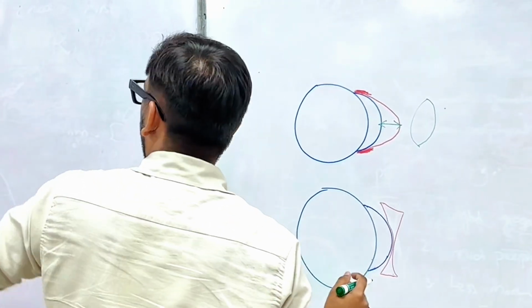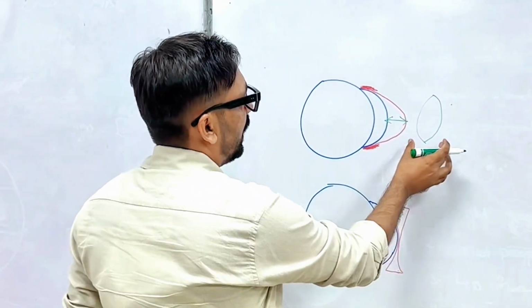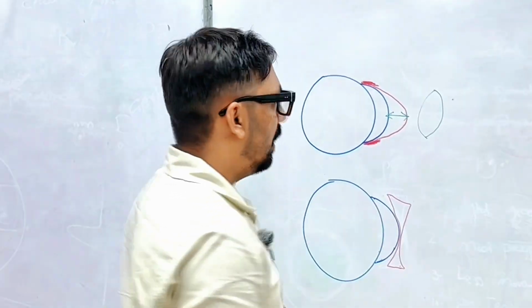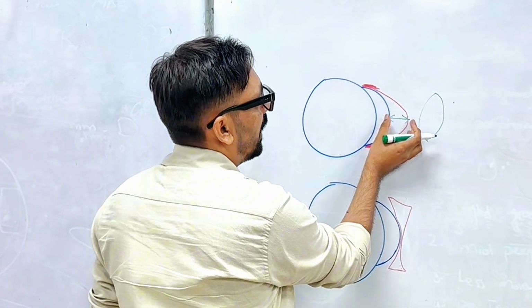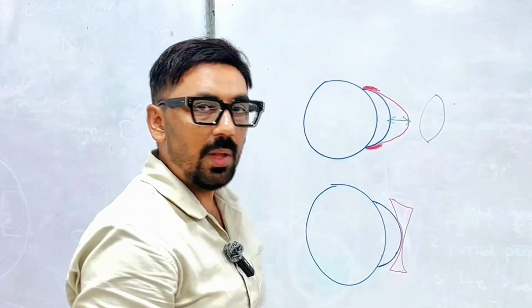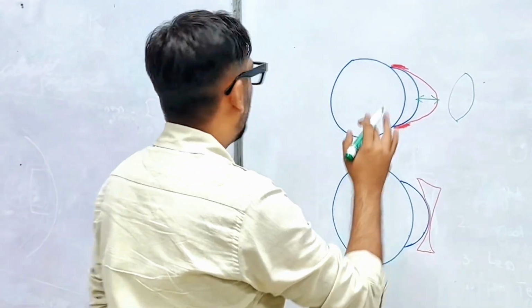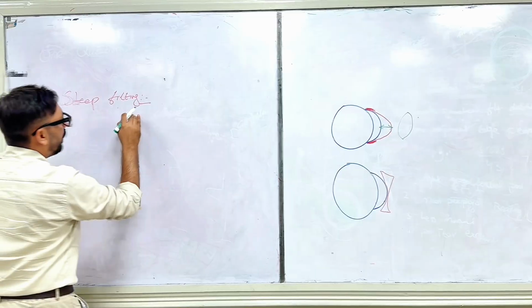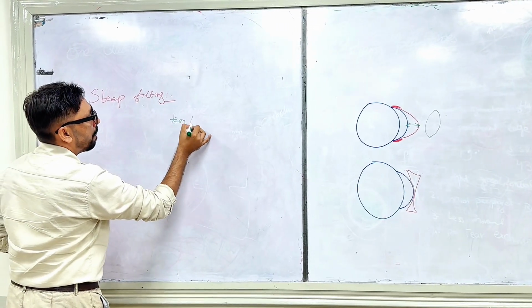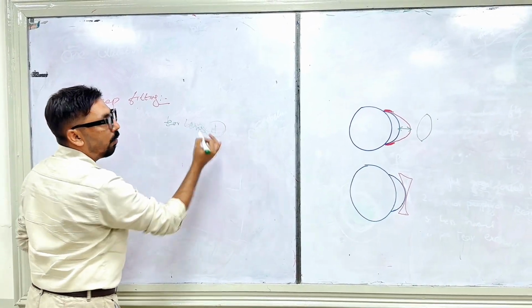So if the fitting is steep, then the tear lens will be in plus form, because there is more space between the lens and the cornea at the center, and a plus lens is thick at the center like this. So I'm writing it down: in steep fitting, the tear lens will be plus form, right?